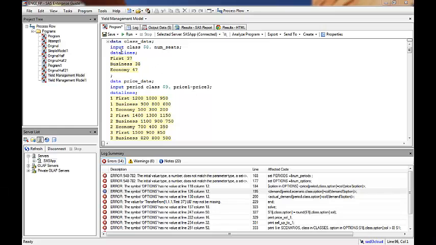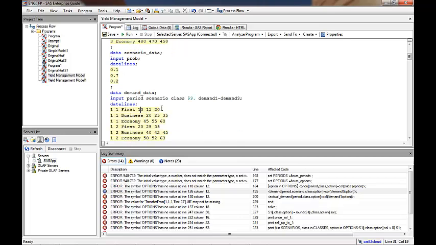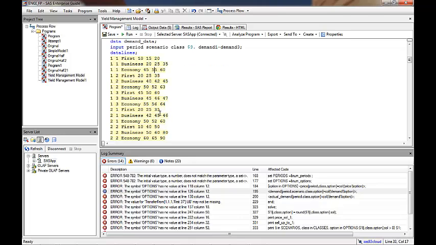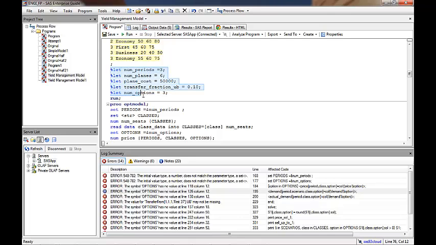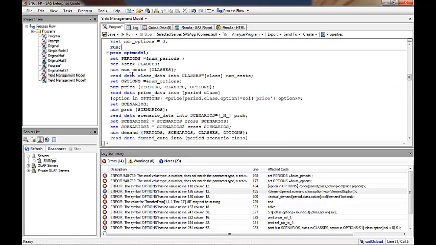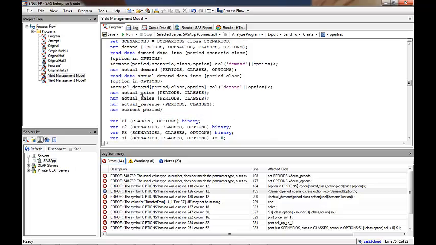And now it's time to take a look at our SAS OR model. So first we input our data, we write how much we want of each class: first class, business class, and economy class. Next we write the price for each of these. We state our demands, how much we want of each, what's the limit. And then these are some SAS macro variables, which we call later on in our optimization model. And we start our optimization model.